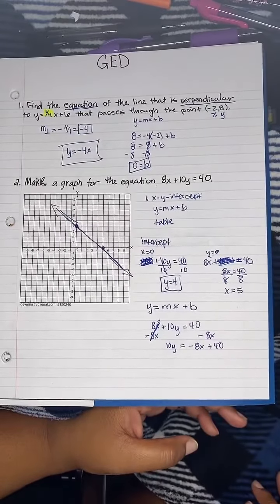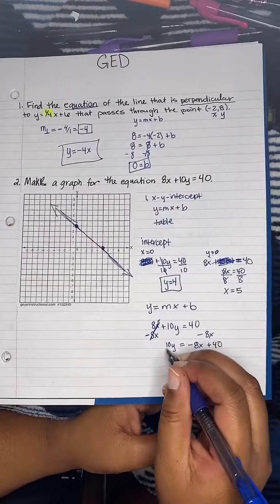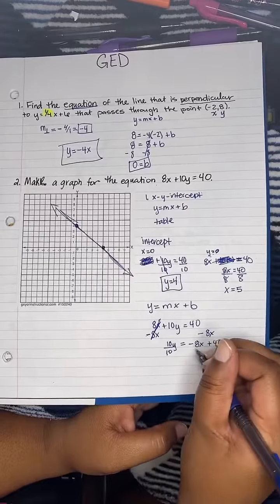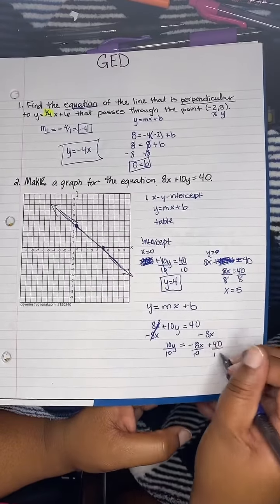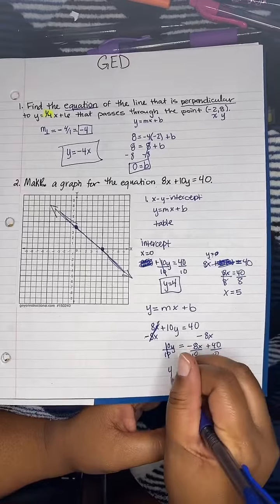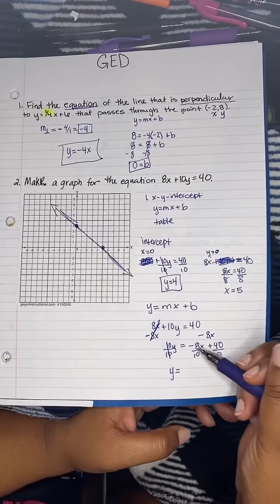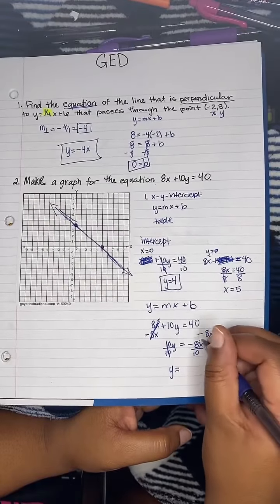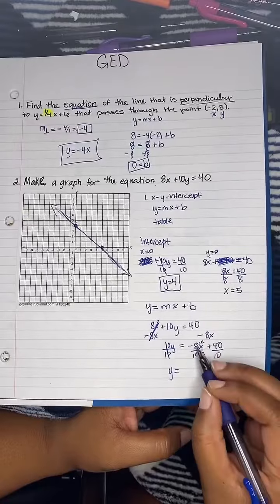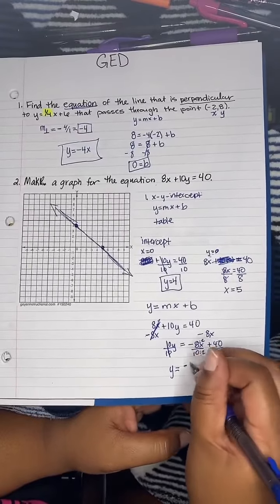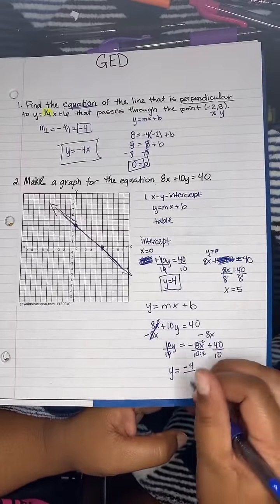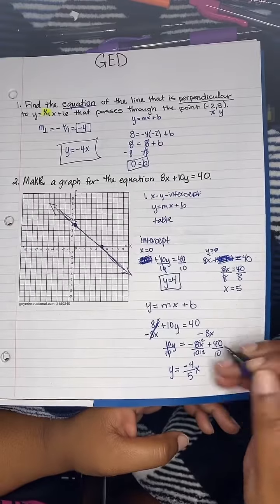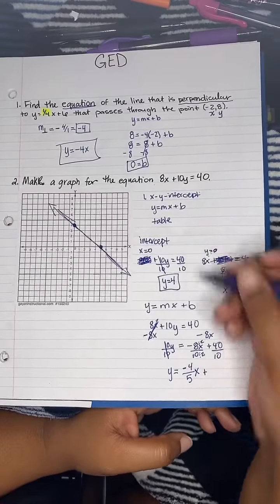Now, what's our last step, you guys? Whenever you have a number attached that's multiplied, to get it by itself, we divide. Divide here, divide here. And we get y equals, and this can be reduced by 2. So I can divide this by 2 and divide this by 2. 8 divided by 2 is 4, so negative 4. 10 divided by 2 is 5. And we have x. And then 40 divided by 10, we know from here, is 4.